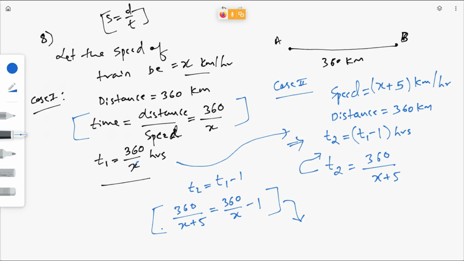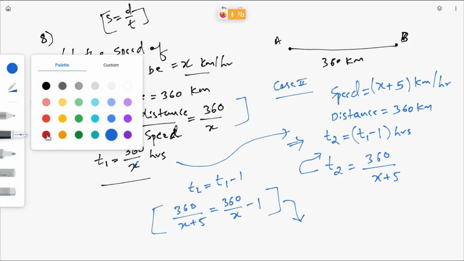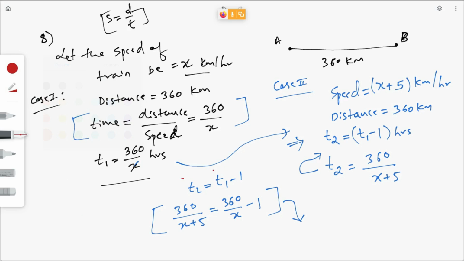Excuse me, sir. But T1 was 360 by x, right? So then it should be 360 by x minus 1. Wait, so, sir, you wrote T1 minus 1, no, sir? Yes, sir. So then it should be 360 upon x minus 1, right? So what is 360 upon x plus 5 then? Okay, this one, 360 upon x plus 5.